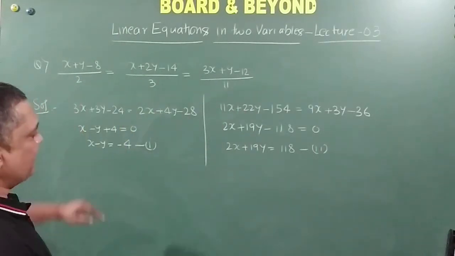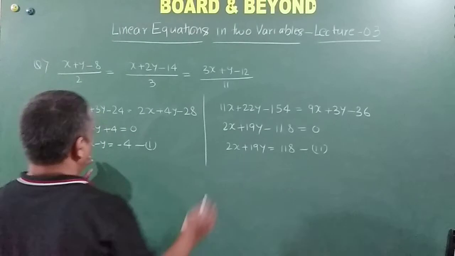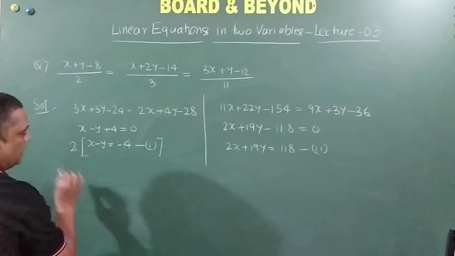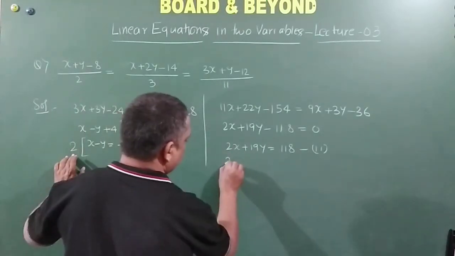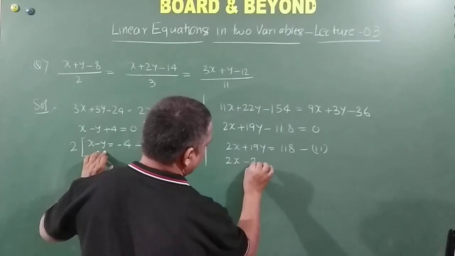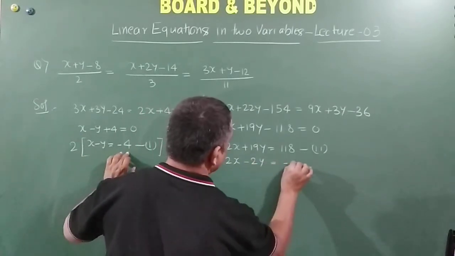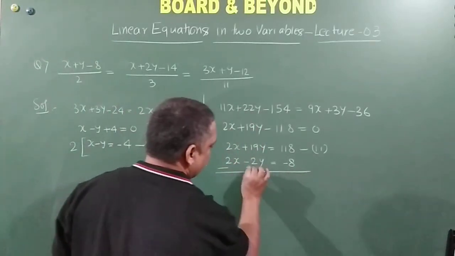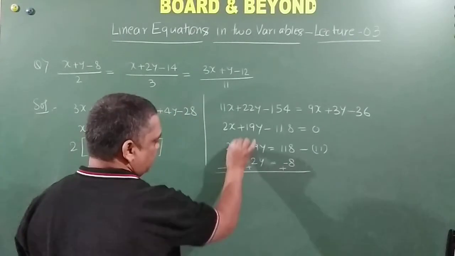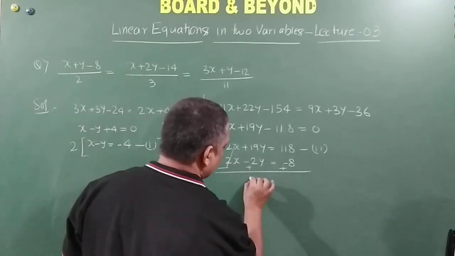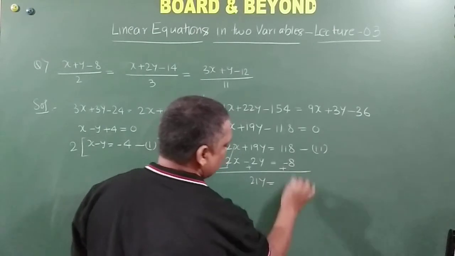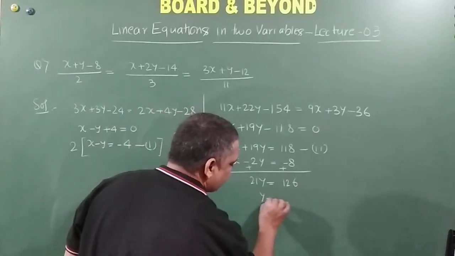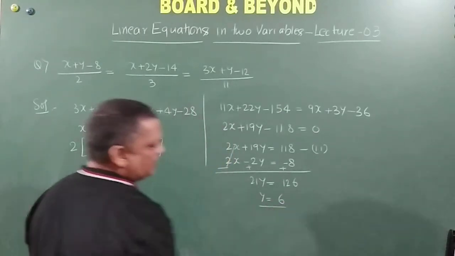So basically what we are going to do is solve this and this. Let me multiply equation number 1 with 2 and write the product directly here. So this becomes 2x minus 2y is equal to minus 8, right? Now we will subtract this, friends, this minus plus and this becomes plus now. So this gets cancelled and this becomes 21y is equal to 126, right? So y is equal to how much, my friends? 6. So we have got the value of y.